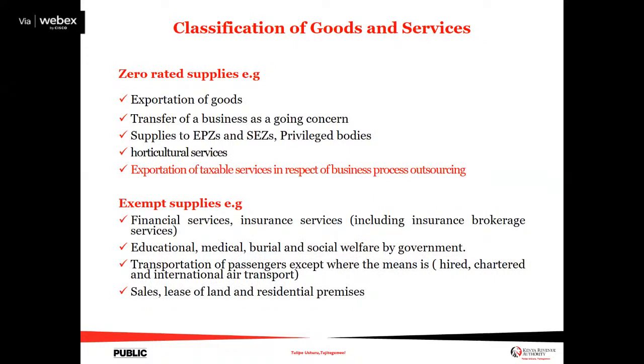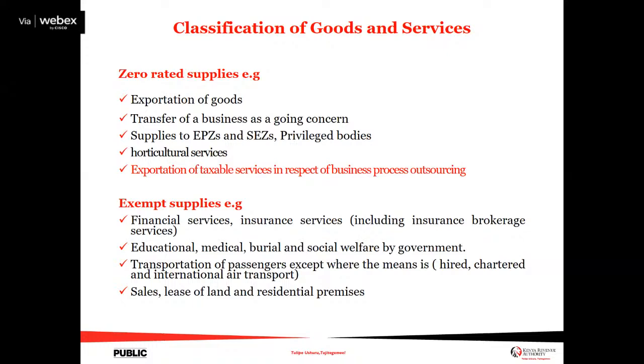So under classification of goods and services, just to give you a list of some of the zero-rated supplies: exportation of goods, transfer of a business as a going concern, supplies to EPZs and SEZs and privileged bodies, horticultural services, and exportation of taxable supplies in respect of business process outsourcing.